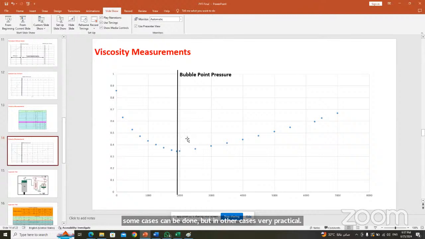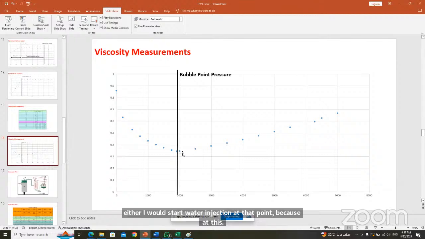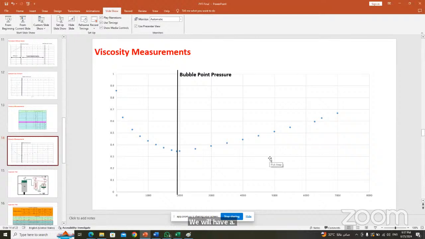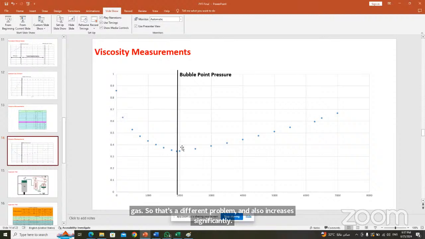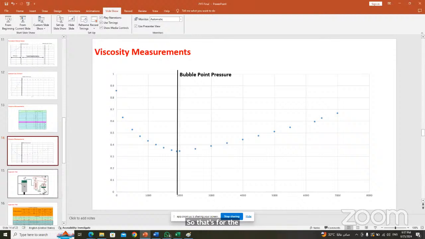But ideally, I would start water injection at that point, because at that point, we will have a better sweep efficiency, for example, than this point. Okay. Of course, as we go below the bubble point, we start having gas, so that's a different problem, and also the viscosity increases significantly. So that's for the viscosity.